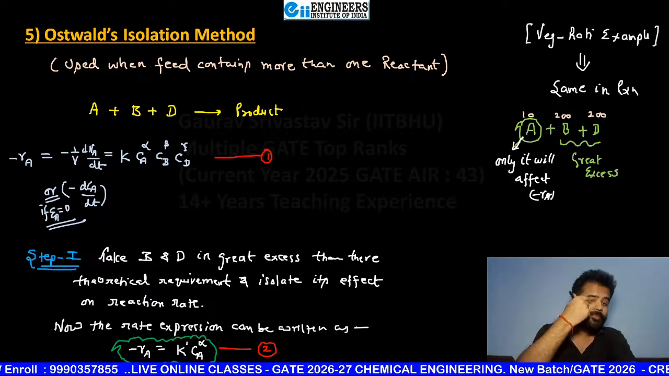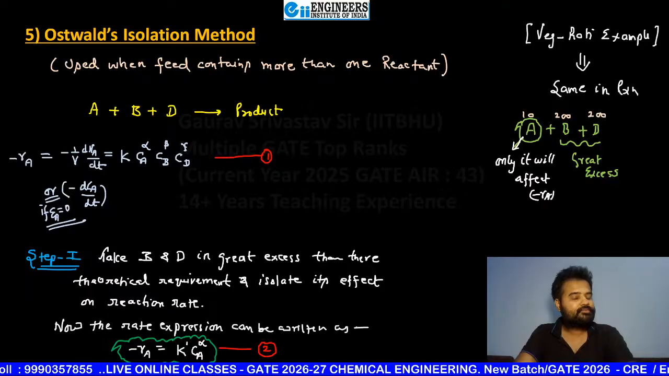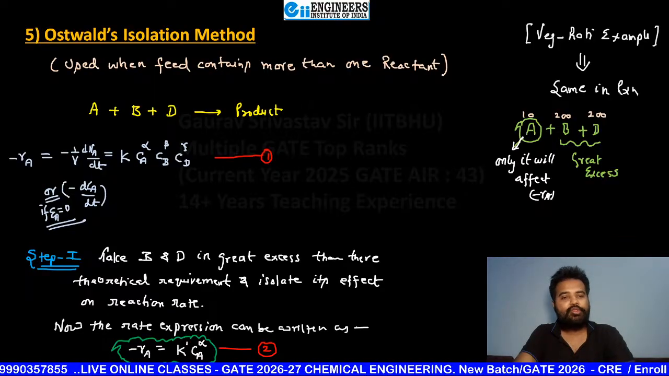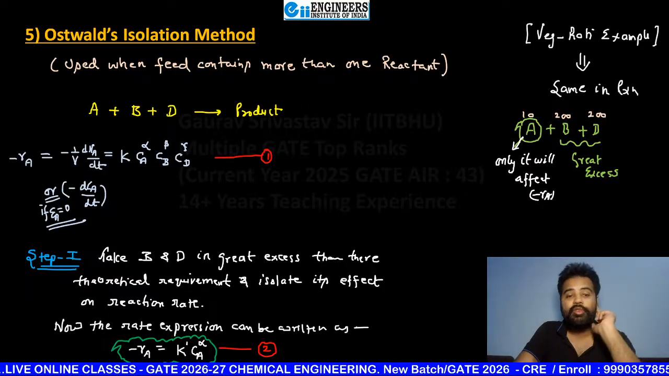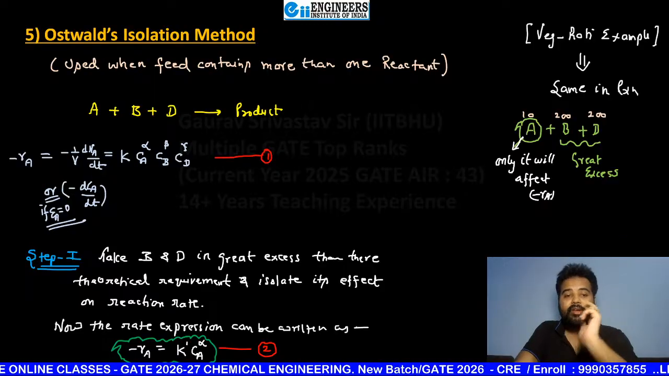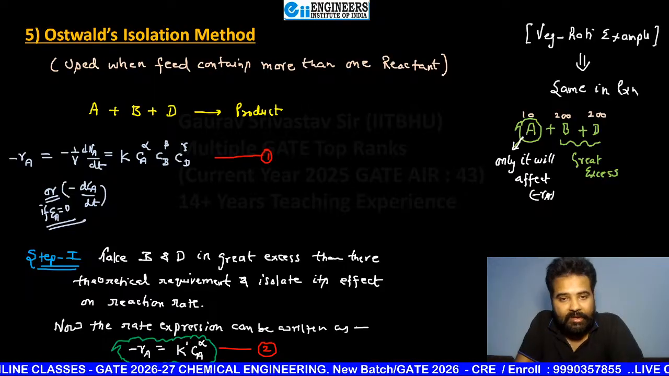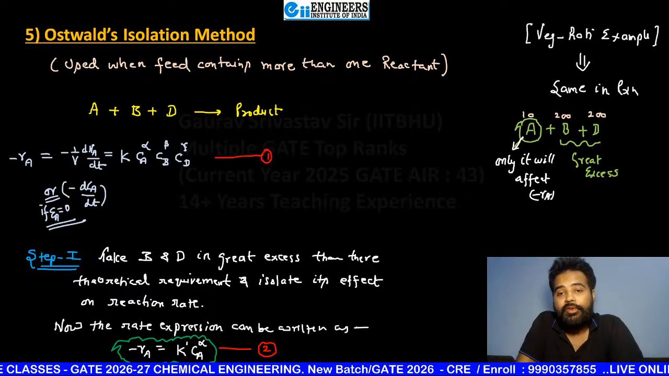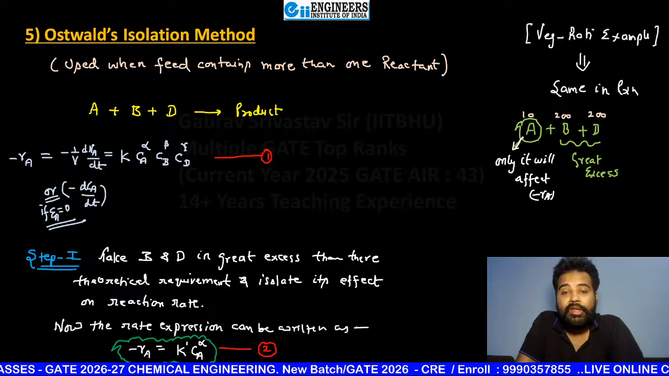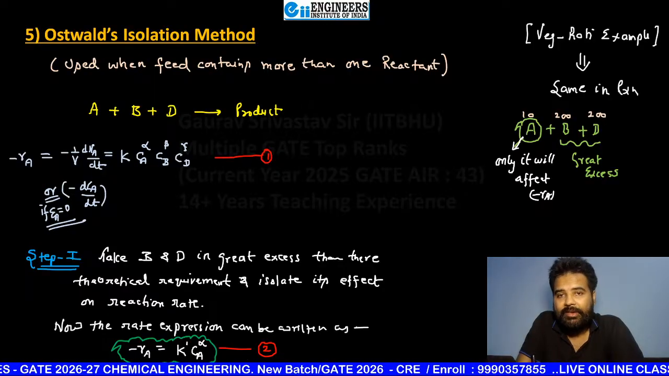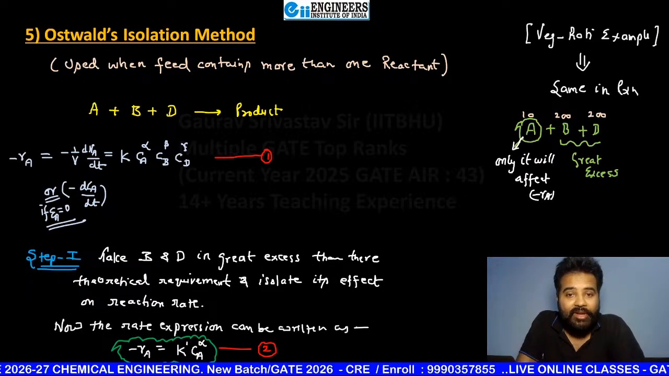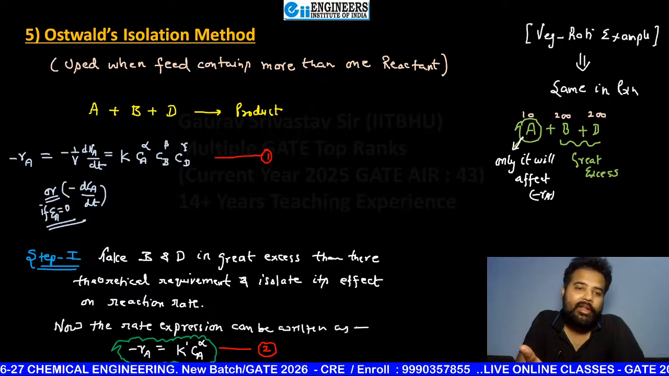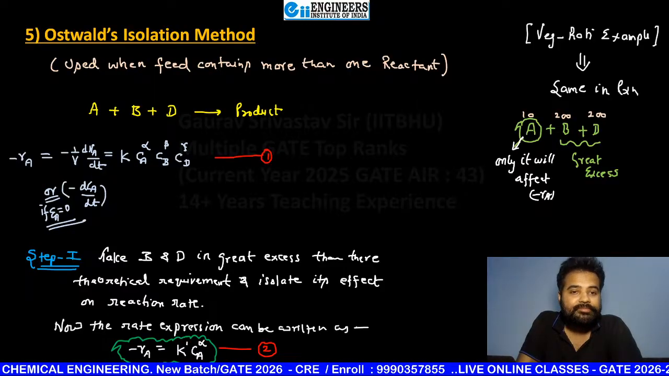Can we proceed? What is the meaning of isolation? I hope everyone is crystal clear. We are using the isolation method this time again for determining reaction order, and you had seen this method is used when multiple reactants are involved. So here the idea is to isolate one reactant at a time by having the others in large excess so that their concentrations remain approximately constant.